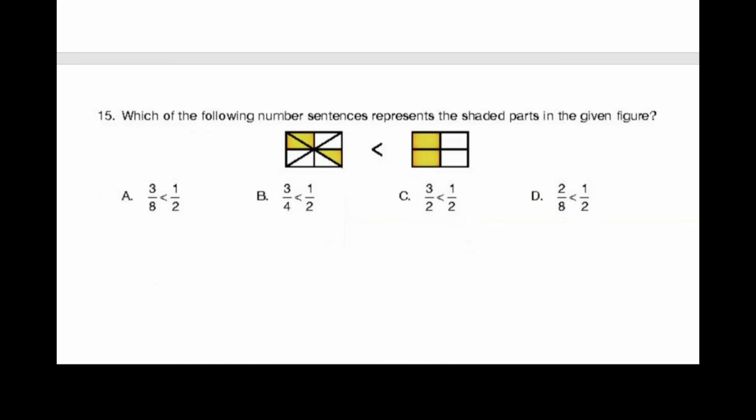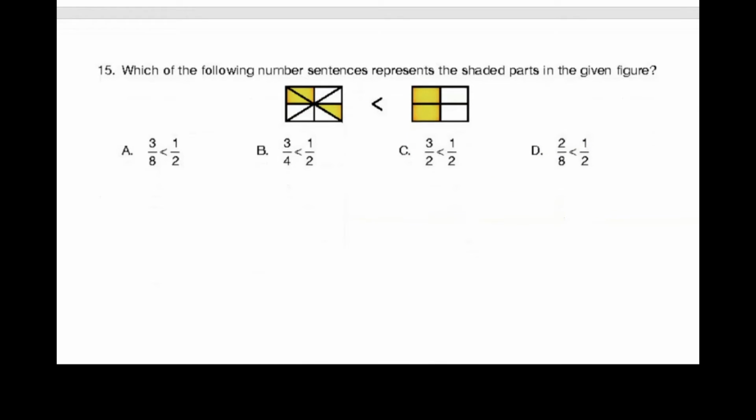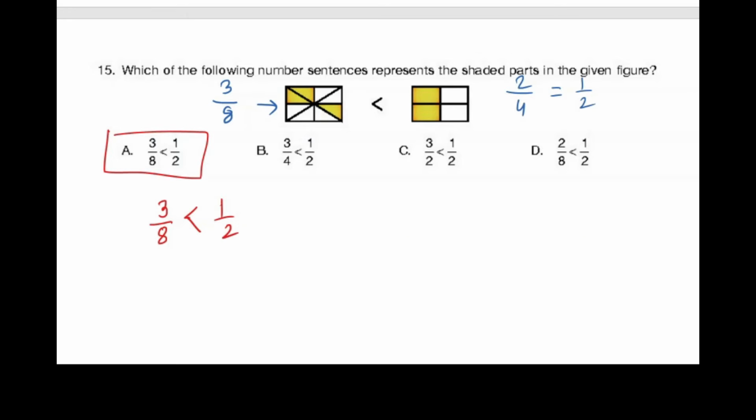Question number 15. Which of the following number sentence represents the shaded part in the given figure? If we talk about this figure, this is having 8 total parts, out of which 3 are shaded, 3/8. And this is having total 4 parts, out of which 2 shaded. We can also call it 1 upon 2, right? So this means that 3/8 is obviously less than half. Where is it written? It's here. Option A is the correct option.